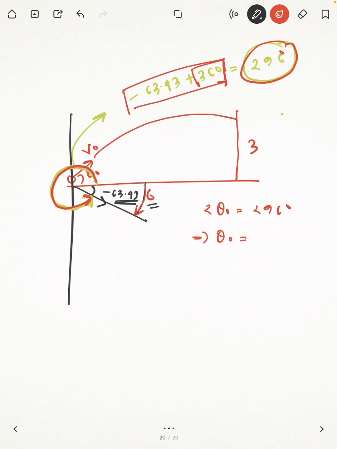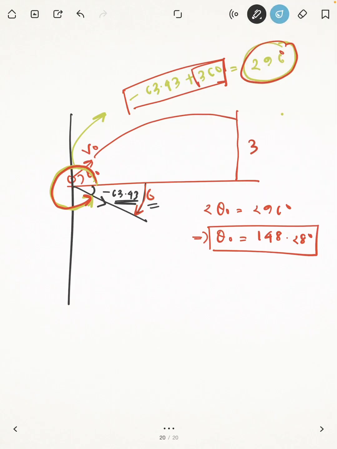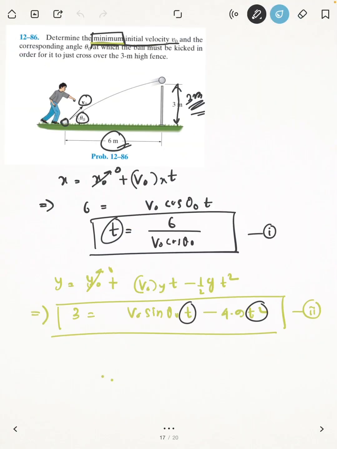So theta naught should be what? Plus 360 divided by 2, and it comes as 148.28 degree. Okay, so if I draw the angle here, 148.28 degrees, so it should be somewhere here, isn't it? That should be 148 degree. So did the footballer kick the ball in this direction? No, he did in this direction, that is the theta naught.